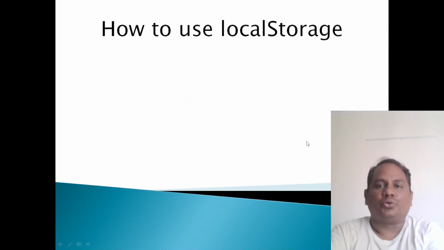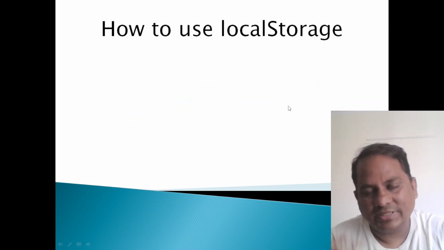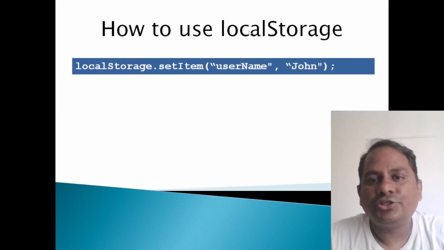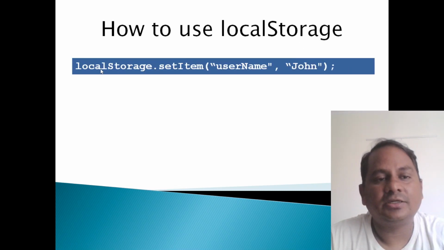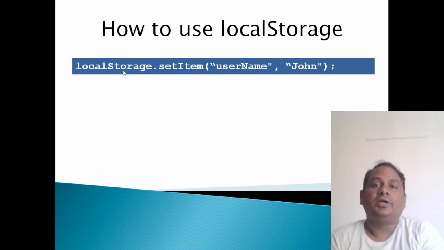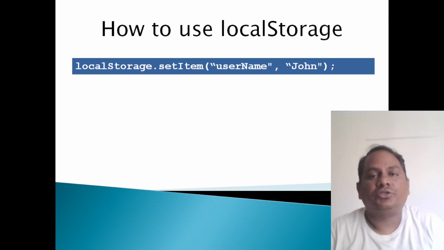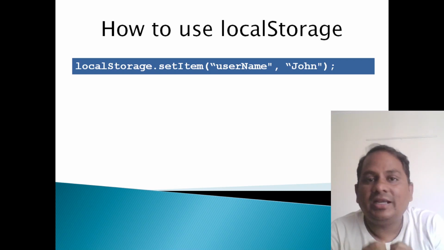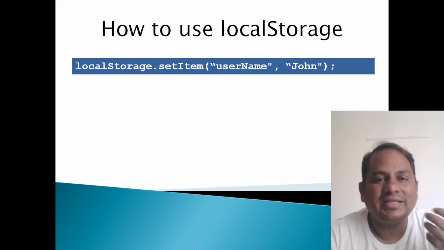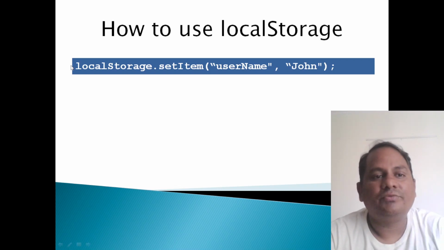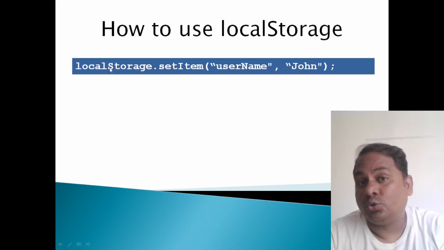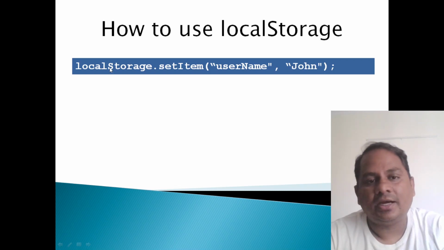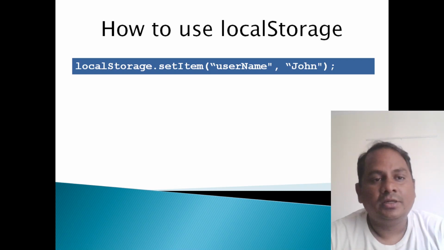How to use local storage? It's very simple. Local storage is an object which is part of the window object, which is part of the global object, so it is readily available for you to use. In our script code, to create or set data, or to save data, we can say localStorage.setItem. This is the key and this is the value.